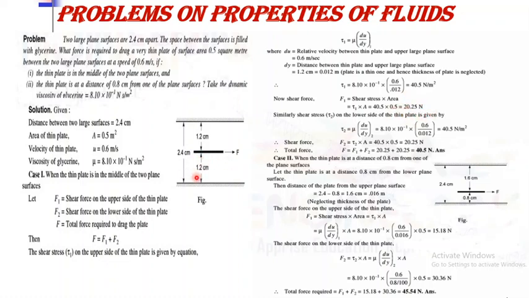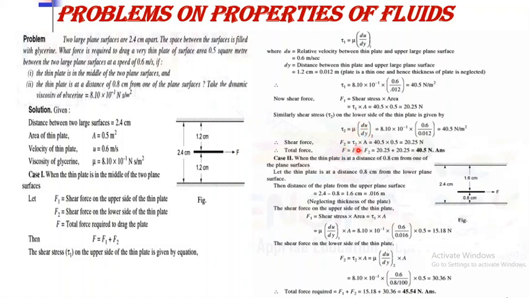Similarly we can calculate the bottom force. Here the bottom distance is again the same, 1.2 centimeter, the velocity is the same, and the value of viscosity is the same, because glycerin is placed in the top as well as the bottom space. So all the values are the same.